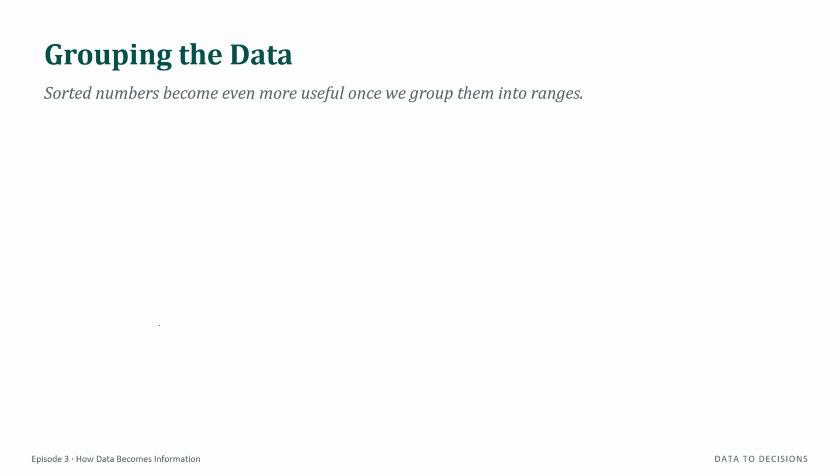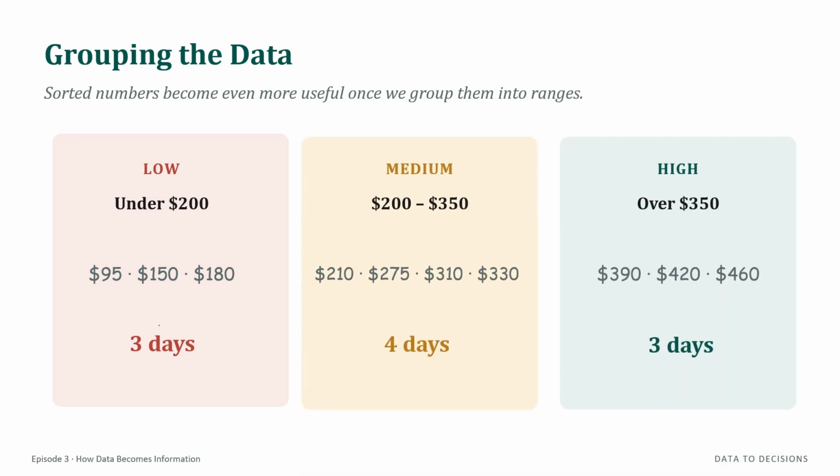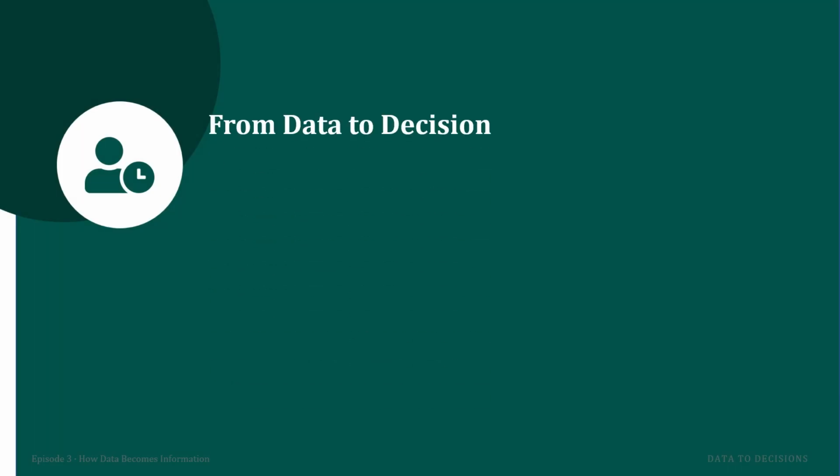So she creates 3 revenue groups: low, under $200; medium, 200 to 350; high, over 350. Now let's place the 10 days into those groups. Low, 3 days. Medium, 4 days. High, 3 days. Suddenly, Sarah isn't staring at 10 individual numbers anymore. She's looking at a pattern: 30% low, 40% medium, 30% high. That's information, and that pattern leads straight to a decision.